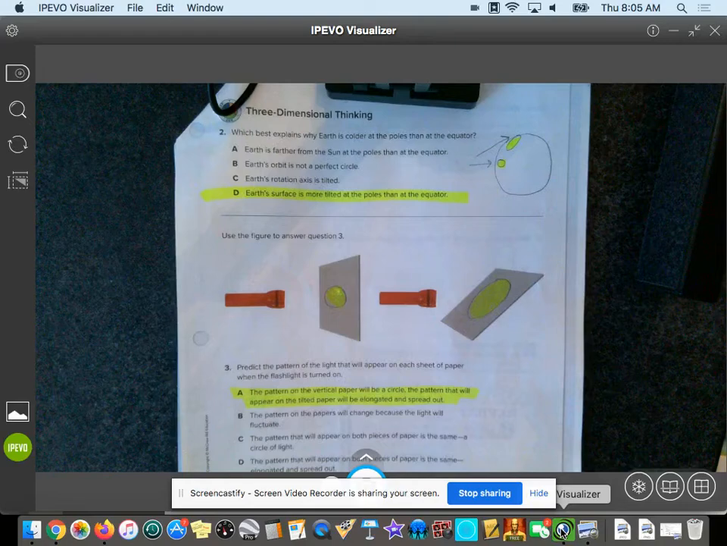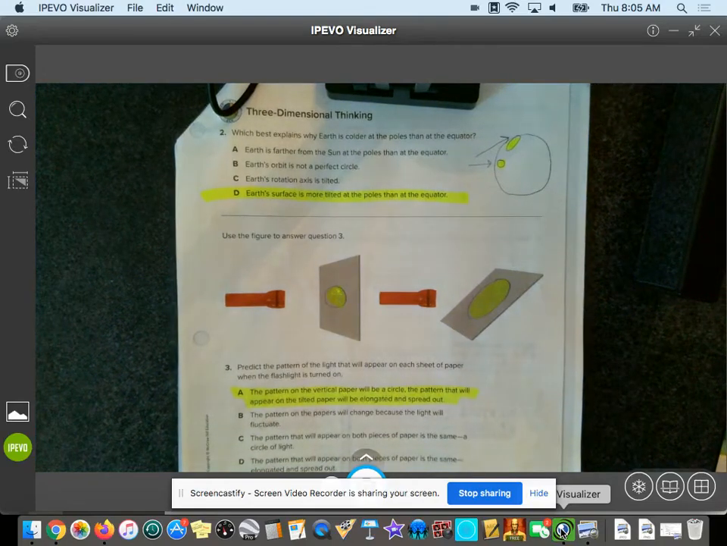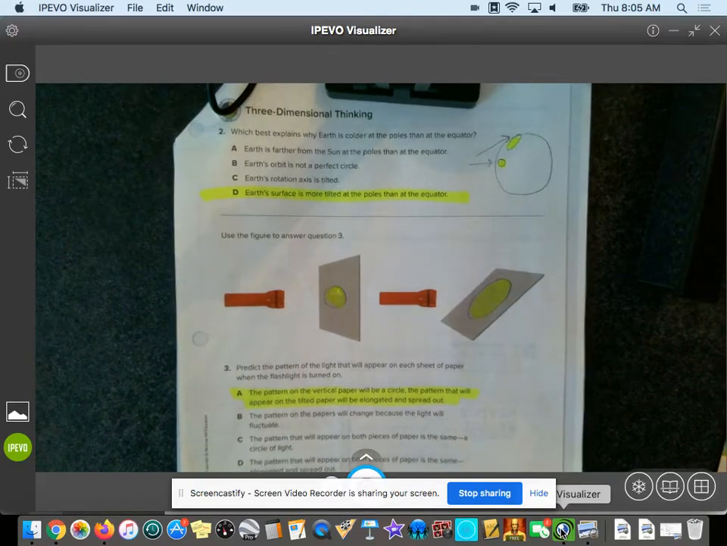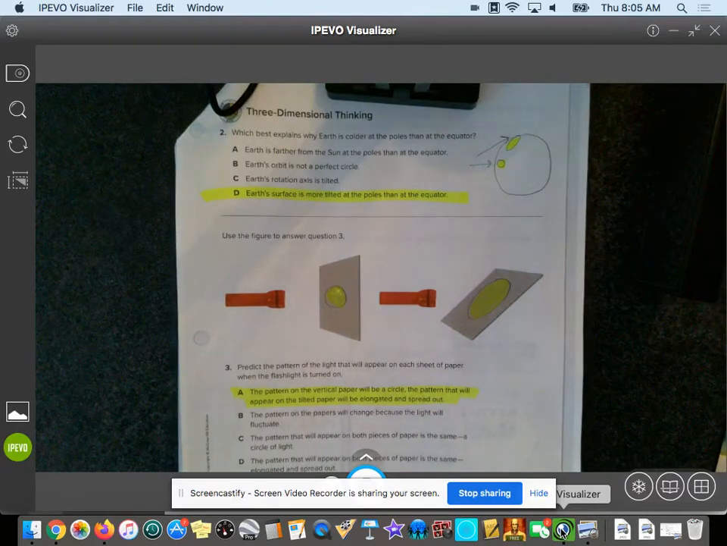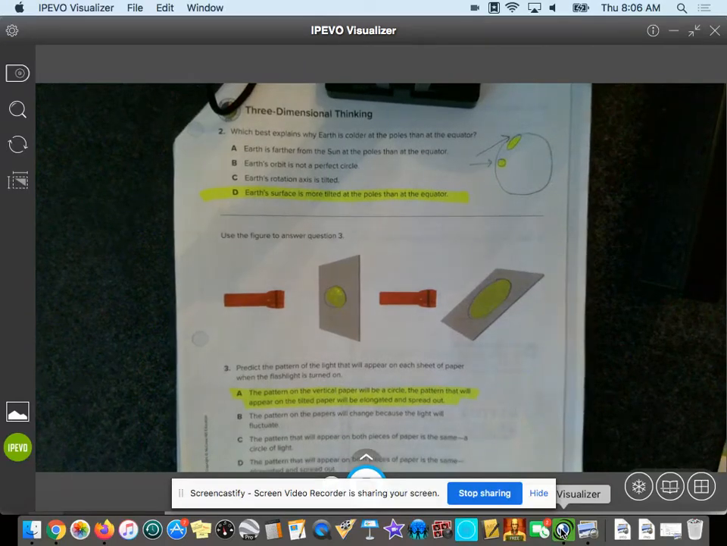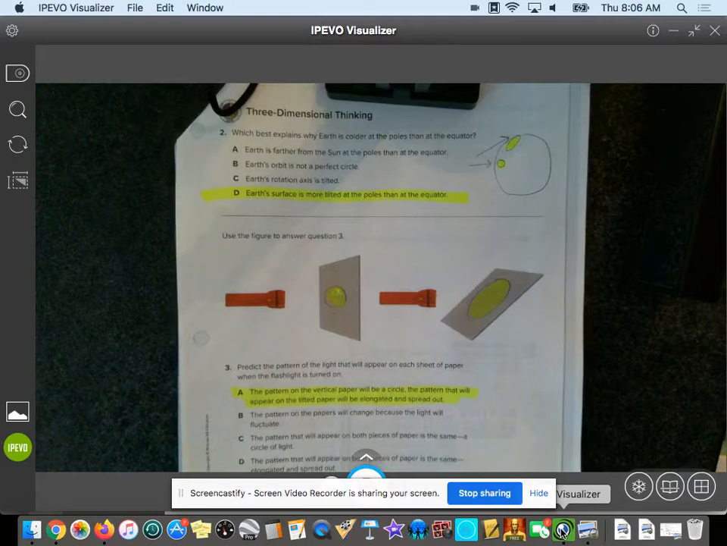C, Earth's rotation is tilted. That's true, and that does factor in on why the poles are colder, but let's see if D might be a better answer. Earth's surface is more tilted at the poles than the equator. Out of all of those, D would be the best explanation for why the poles are colder.